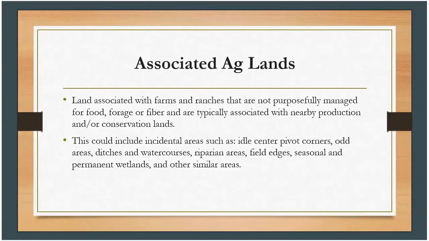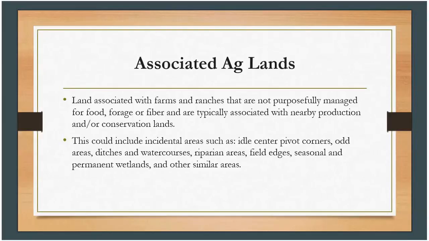So again, I'll repeat a little bit of what you might already know about associated ag lands as a land use. You've got your rangeland, you got your forest land, you got your cropland, you got your pasture land, and then you've got your associated ag lands.